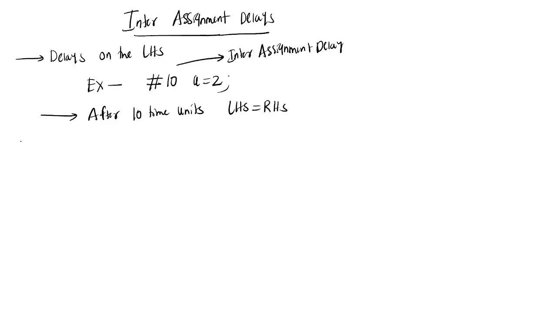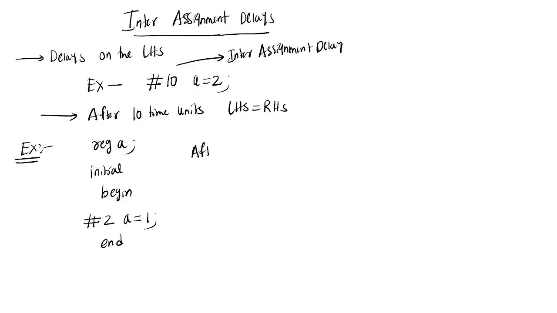Suppose we take one example. reg a; initial begin #2 a equal to 1; end. Just after t equal to 2, what is the value of a? And before t equal to 2, what is the value of a?